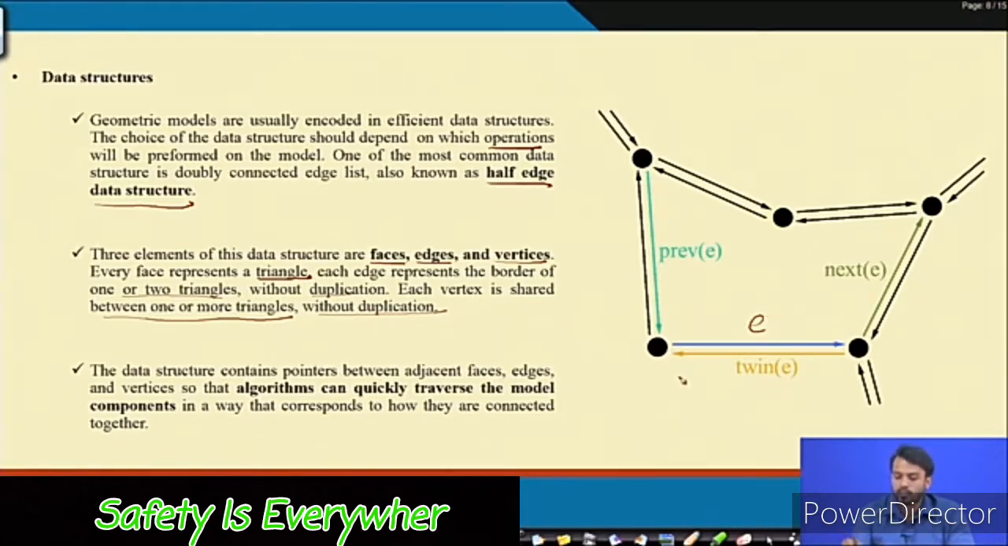So this complete 3D model will be developed with the help of these fundamentals: the pointer should store the previous value of the edges, the pointer should store the next value of the edges, and the pointer should store the adjacent value of the edges of another triangle.